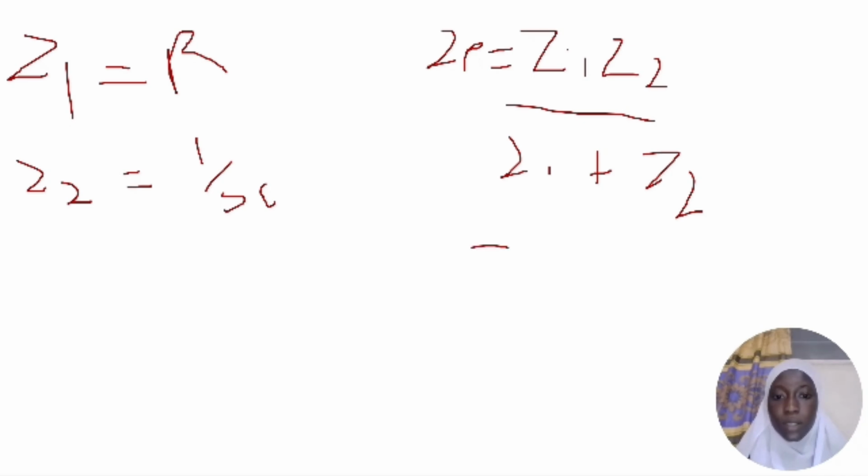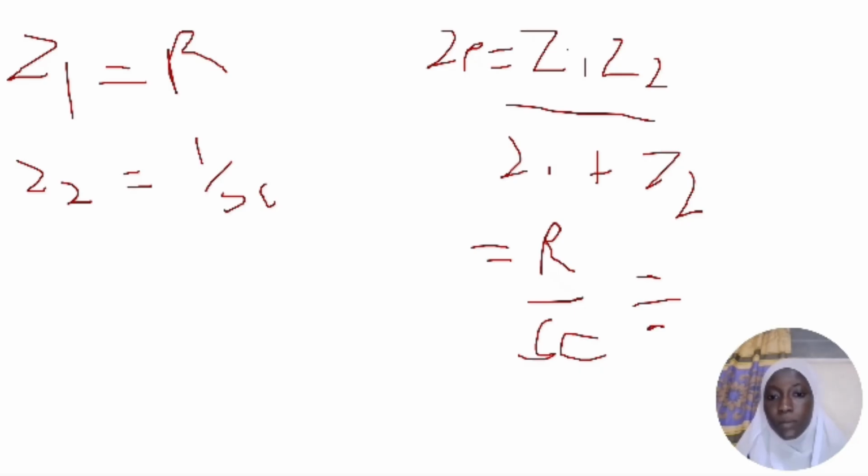So now ZP is equal to, putting this into the expression, R on SC divided by R plus 1 on SC.